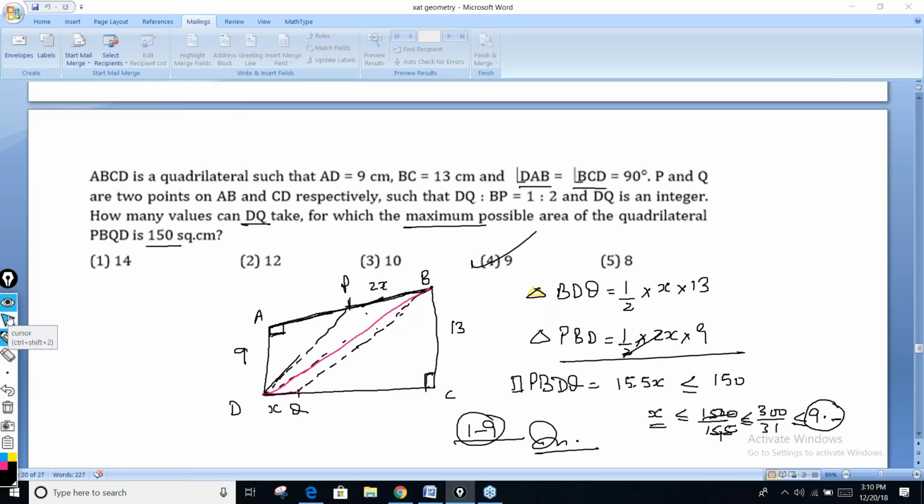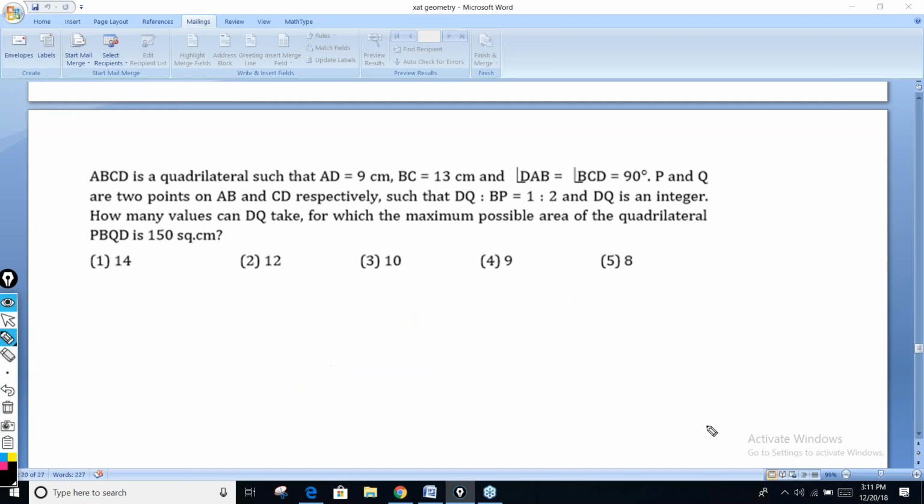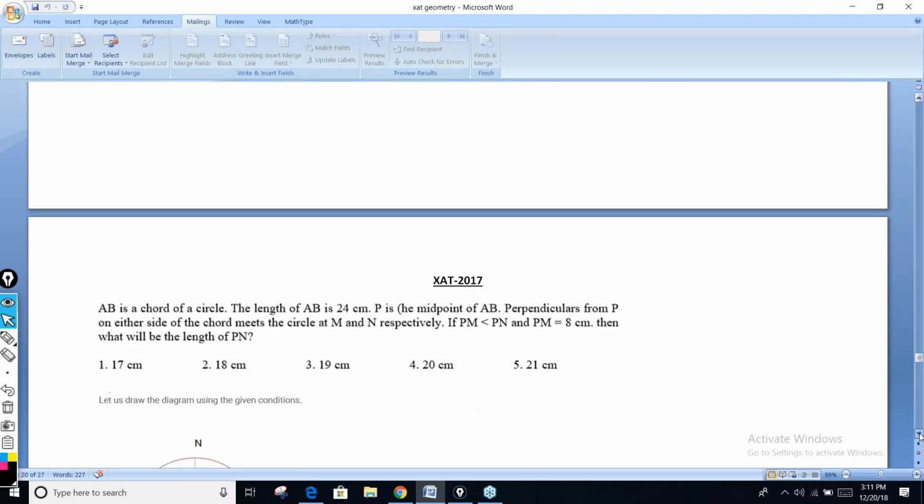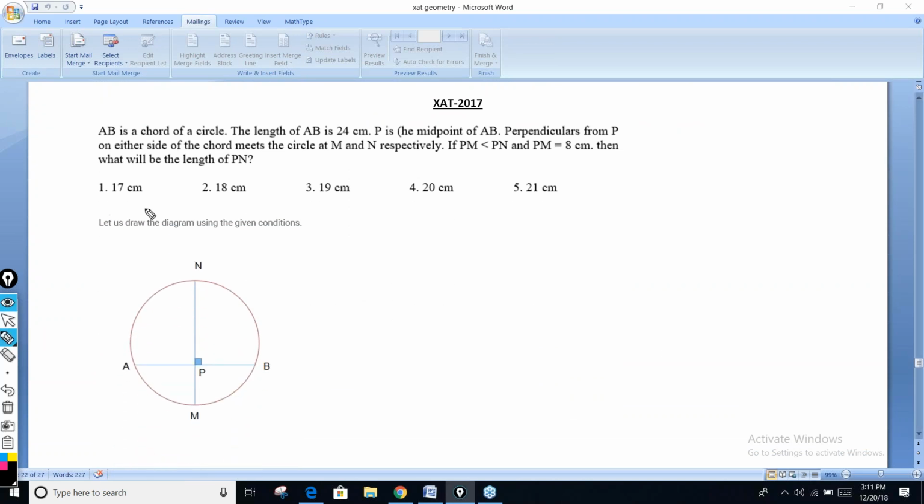Now I think 2017 will be started. Look at the question. That was easy. 2017 first question. AB is a chord of the circle. The length of AB is 24. P is the midpoint of AB. Perpendicular from P on either side of the chord meets the circle at M and N respectively. If PM is less than PN and PM is 8, that is given, then what will be the length of PN? And this is the midpoint.